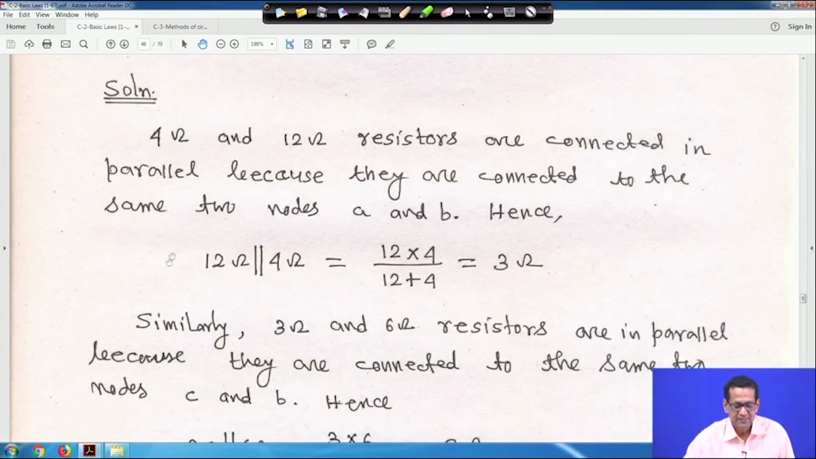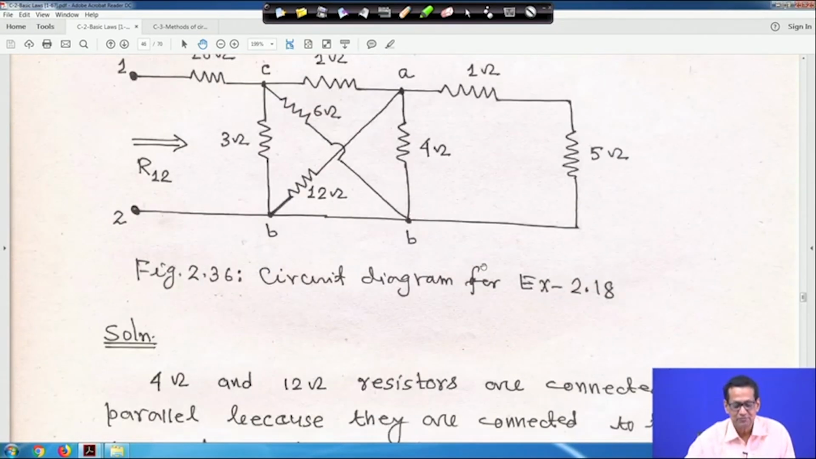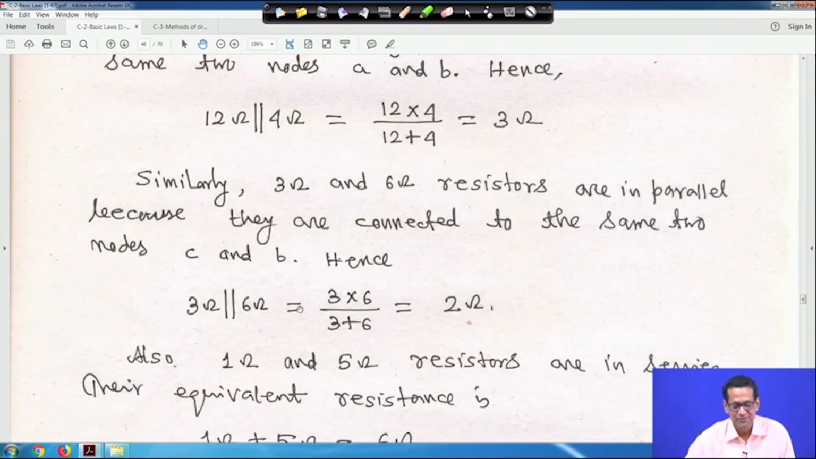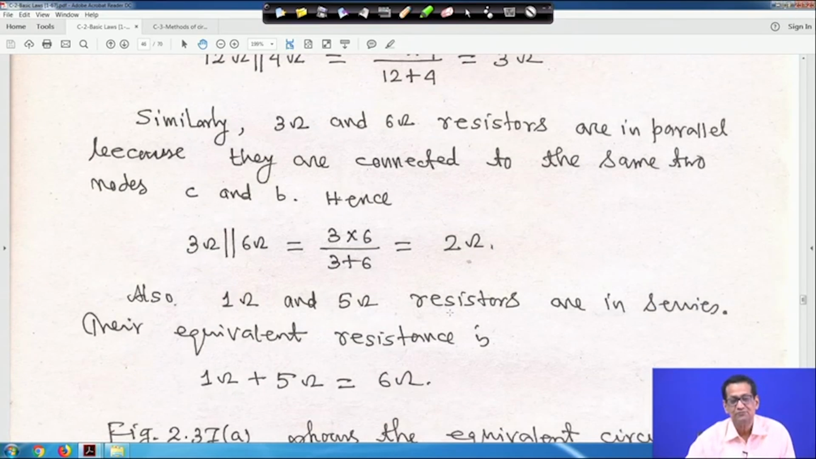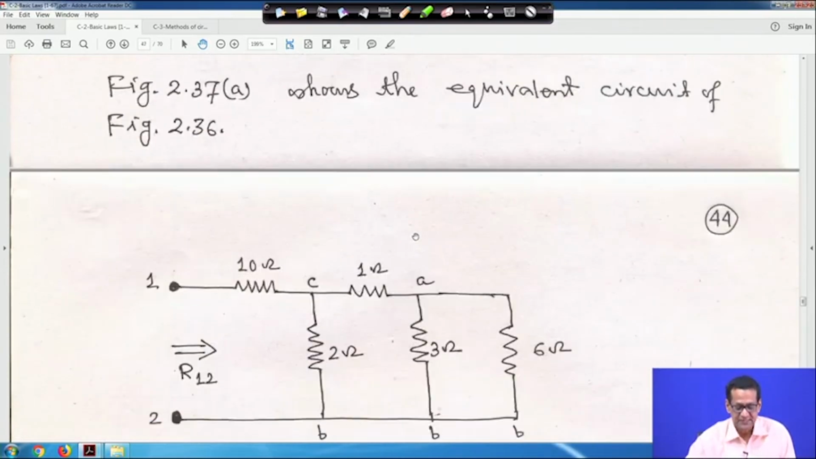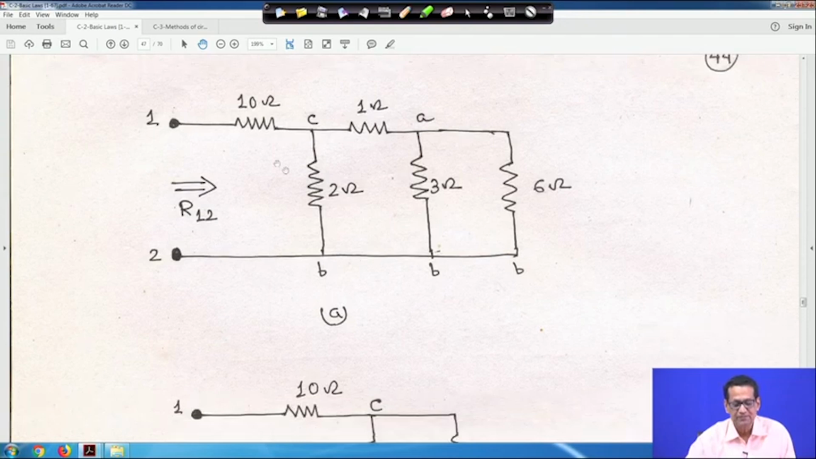So, when we write 12 ohm parallel to 4 ohm, this way we write: 12 into 4 upon 12 plus 4. So, 3 ohm. Similarly, 3 ohm and 6 ohm are in parallel, so 3 into 6 upon 3 plus 6. So, 2 ohm. And 1 ohm and 5 ohm, these two are in series, so this is 6 ohm.